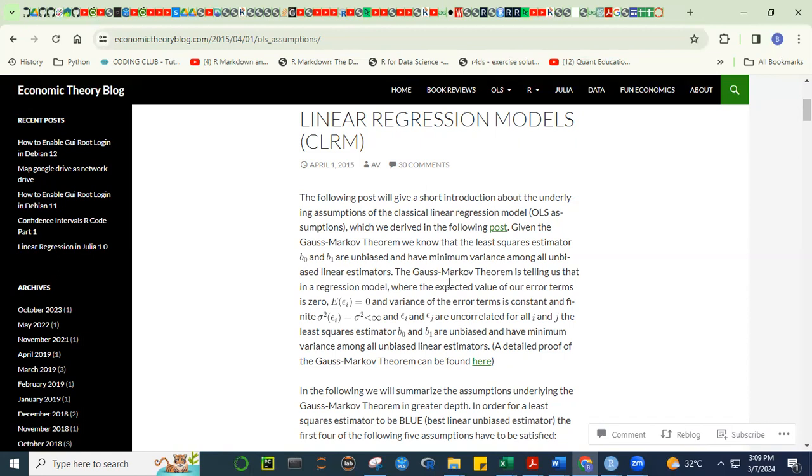Okay, so this theorem, the Gauss-Markov theorem, tells us that in a regression model, as we have discussed in the past, the expected value of your residuals, the average of your residuals, is 0. And the variance, sigma squared, of your residuals is constant, and it's finite. It's less than infinity. Okay, also, another assumption is that your residuals, epsilon sub i and epsilon sub j, are uncorrelated for all i and j.